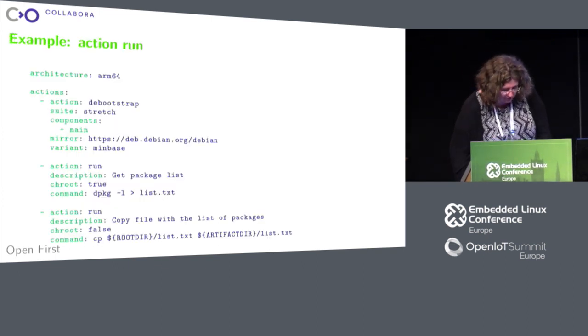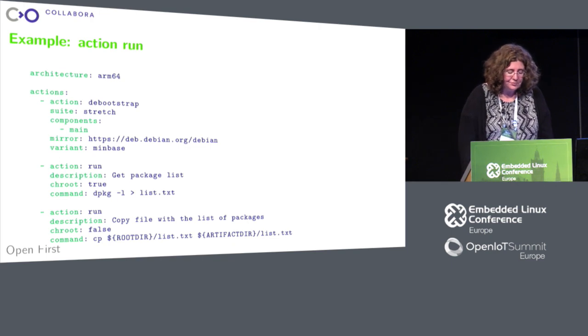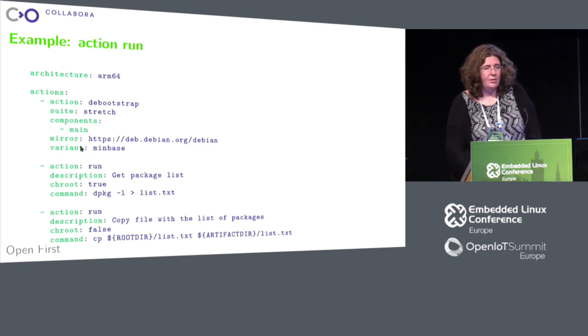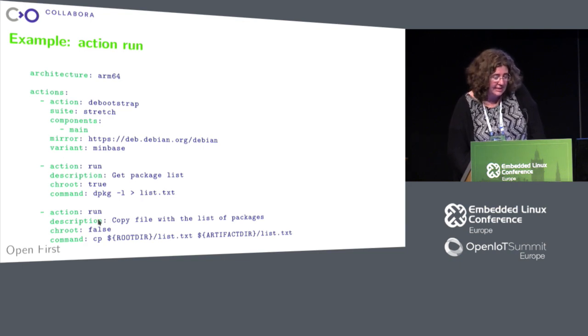So again, this is easier to see with an example. So yeah, again, a debootstrap where you are creating a file system, a chroot. The first action is run inside the image that you are creating. So that's what I say chroot true, because it's being run in the chroot. And with this command, we are creating a list of the packages that are installed. Given that we want to keep that file after we have finished running Debos, then we need to copy it outside. That's what the second run action does.